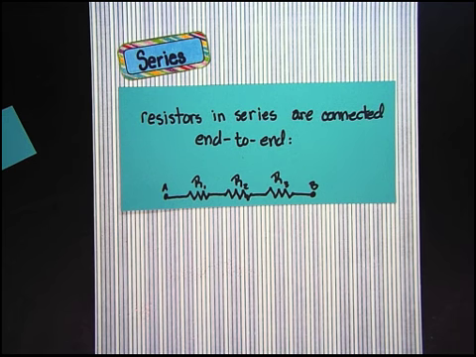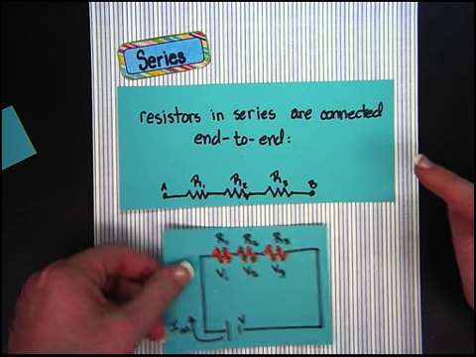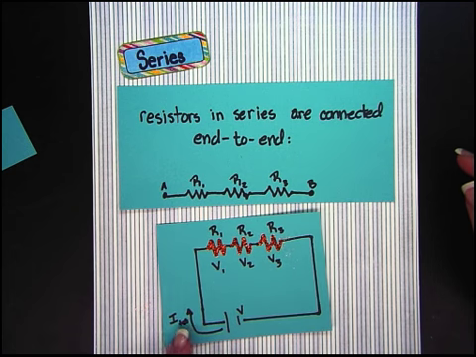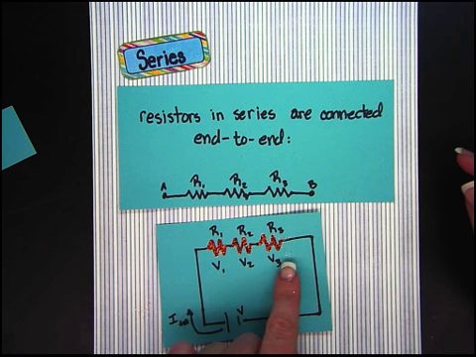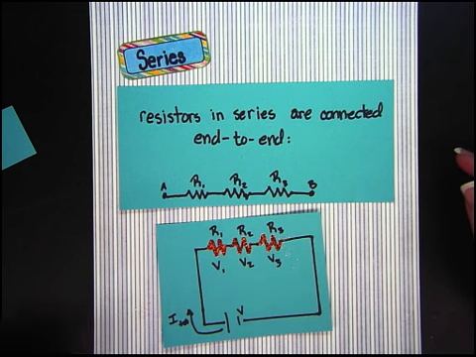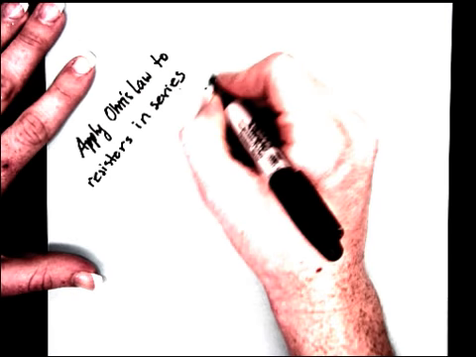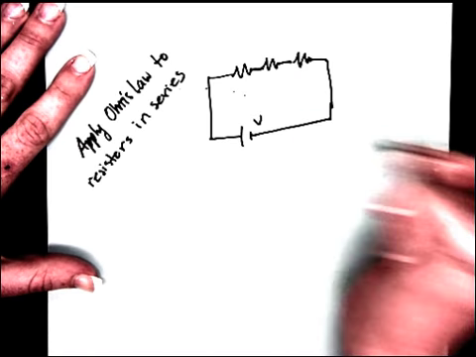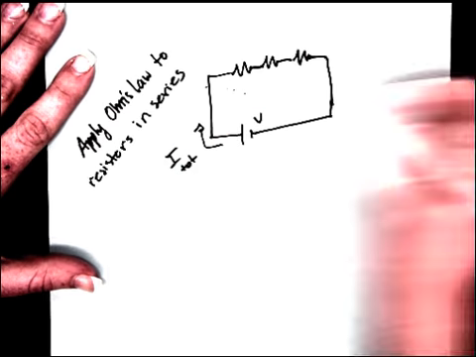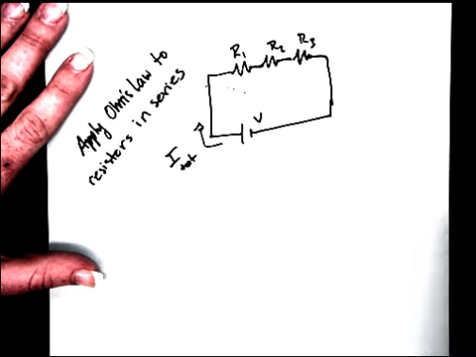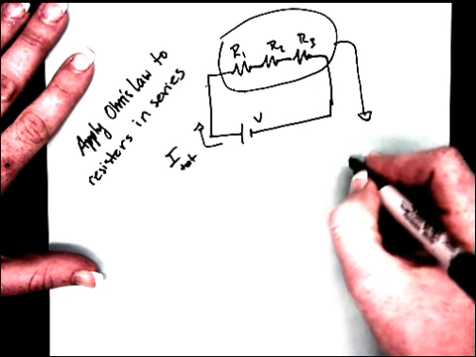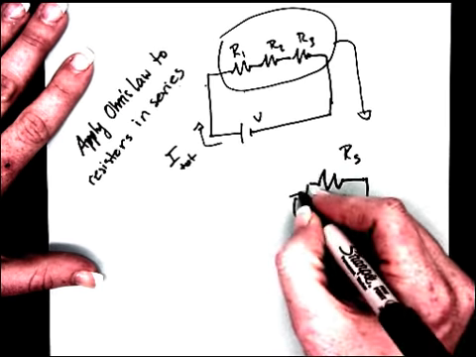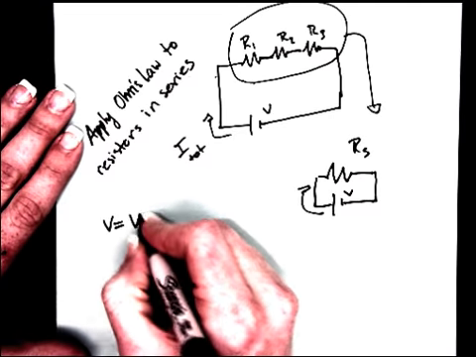Different types of circuits. One type of circuit that we will be using today is a series circuit. Resistors in series are connected from end to end. You see here we've got current, voltage, battery, resistors. Let's apply Ohm's law to resistors in series. We've got our battery voltage, current flowing through our circuit, and resistors 1, 2, and 3. If we want to find current, we can group these resistors together into one resistor, RS, the series equivalent resistance.